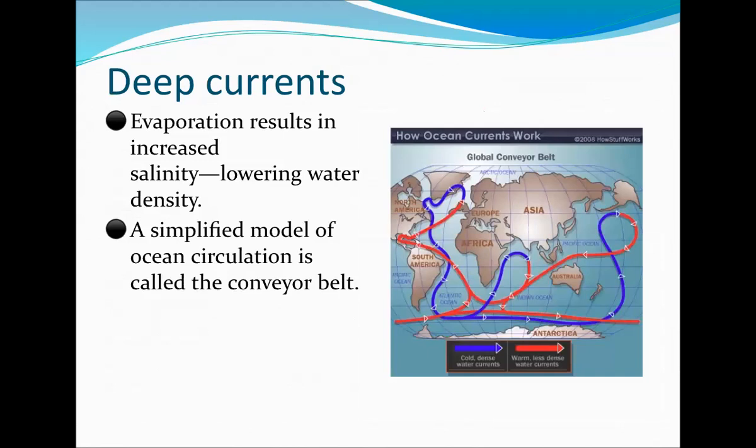So evaporation results in increased salinity. We talked about evaporation when we talked about the water cycle. What is evaporation? Water is taken up into the air and turned into gas. A simplified model of ocean circulation is known as the conveyor belt. This is just a simplified model, and that's exactly what it looks like, a conveyor belt.